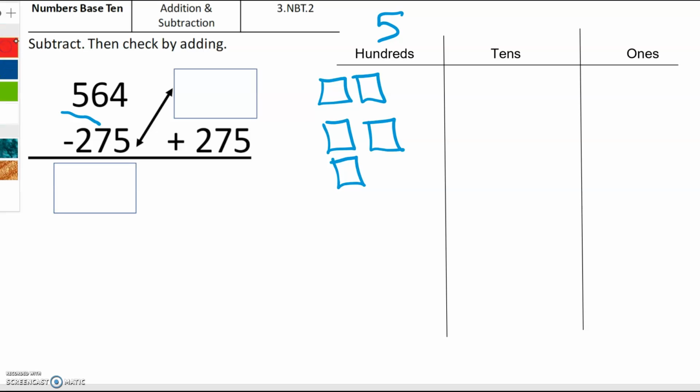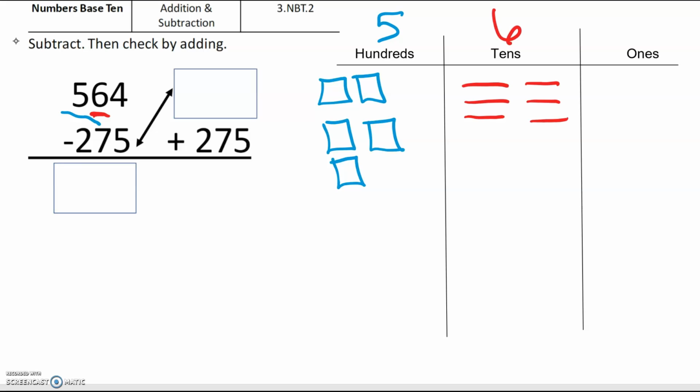Then we have 6 tens, so 1 ten, 2 tens, 3 tens, 4 tens, 5 tens, 6 tens, and we have 4 ones.